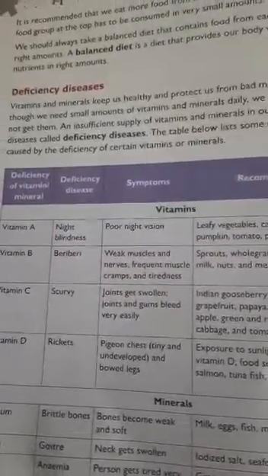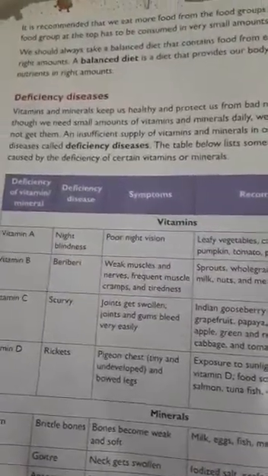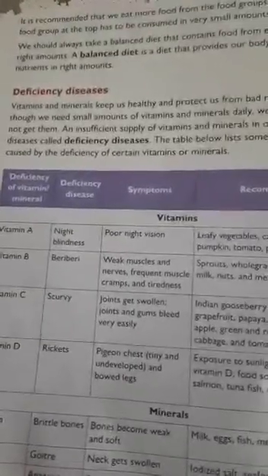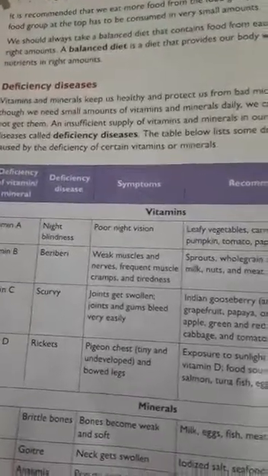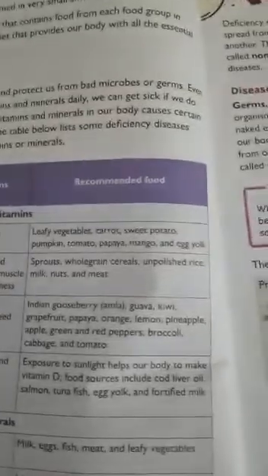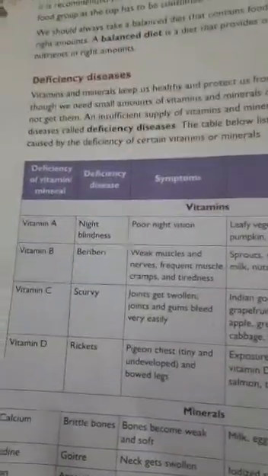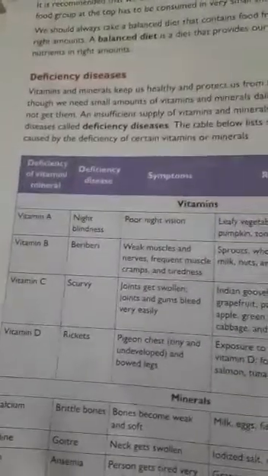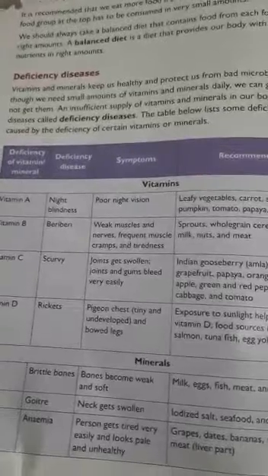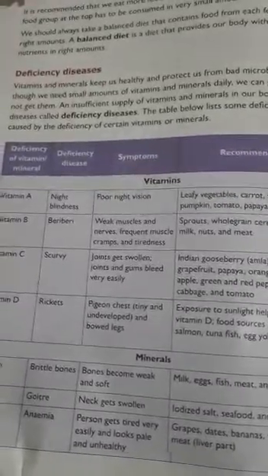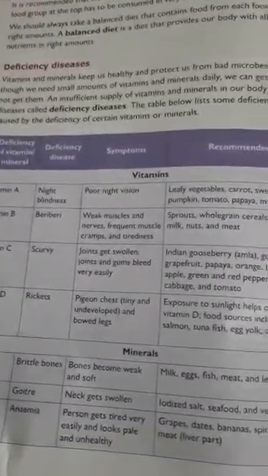So what is a balanced diet? A diet which contains all the essential nutrients in proper quantities. A balanced diet is a diet that provides our body with all the essential nutrients in right amounts. So in a balanced diet, all the nutrients should be present in right amount. So it gives us a healthy diet, a balanced diet. Okay. So we have studied that we need all these nutrients in proper amounts.